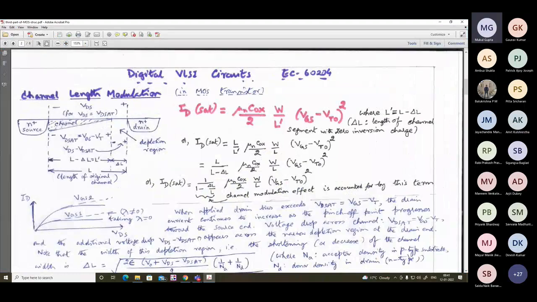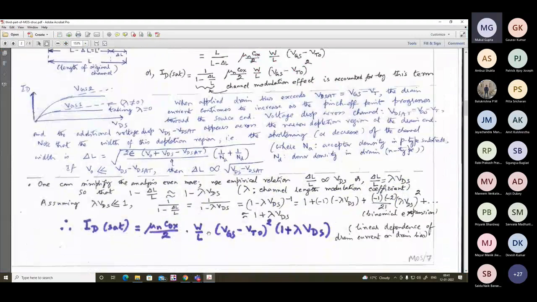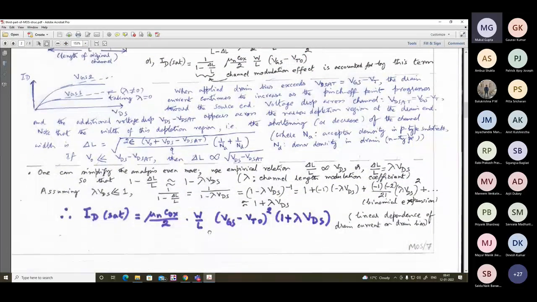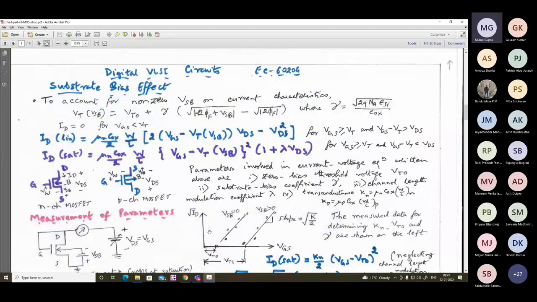Now, channel length modulation we have seen, right? And we need to calculate the important parameters to consider in an NMOS transistor. Similar will be the consideration for a PMOS transistor. Normally, the drain current is a function of the gate to source voltage and the drain to source voltage.